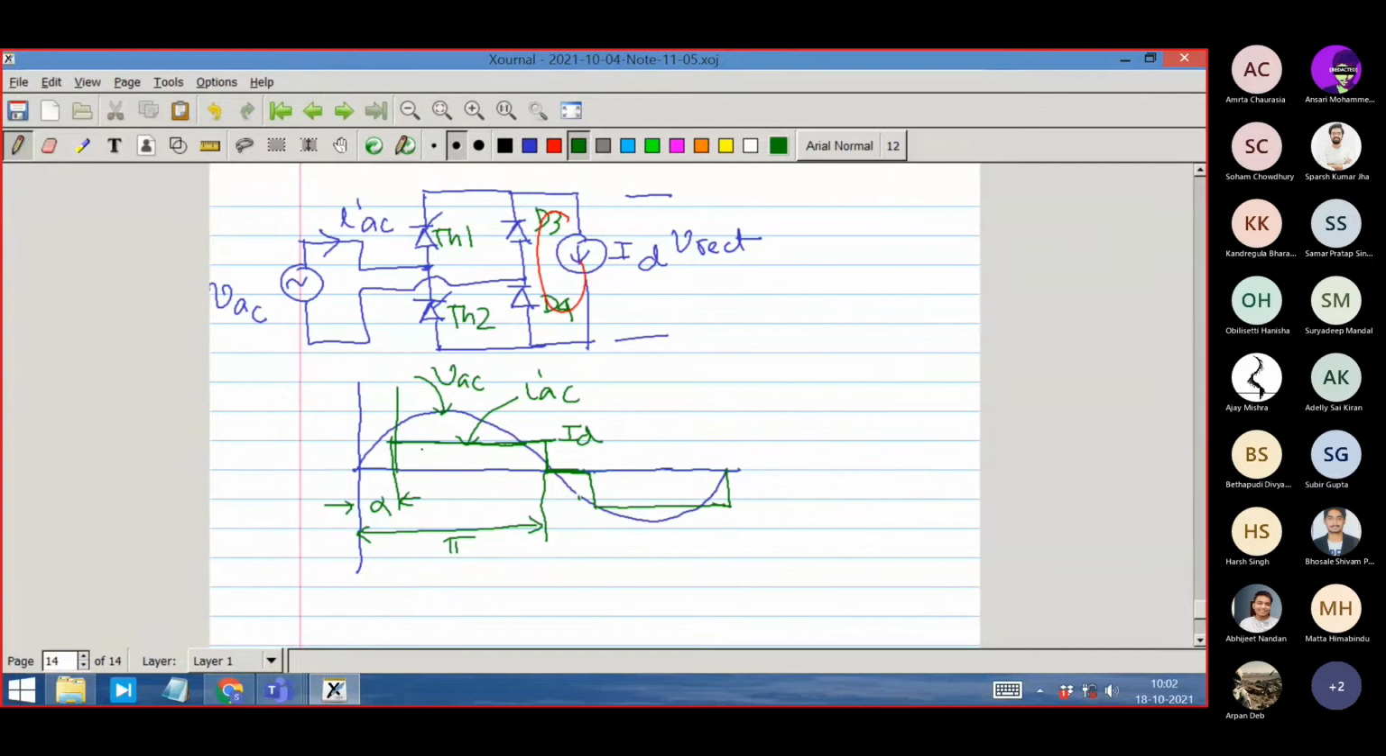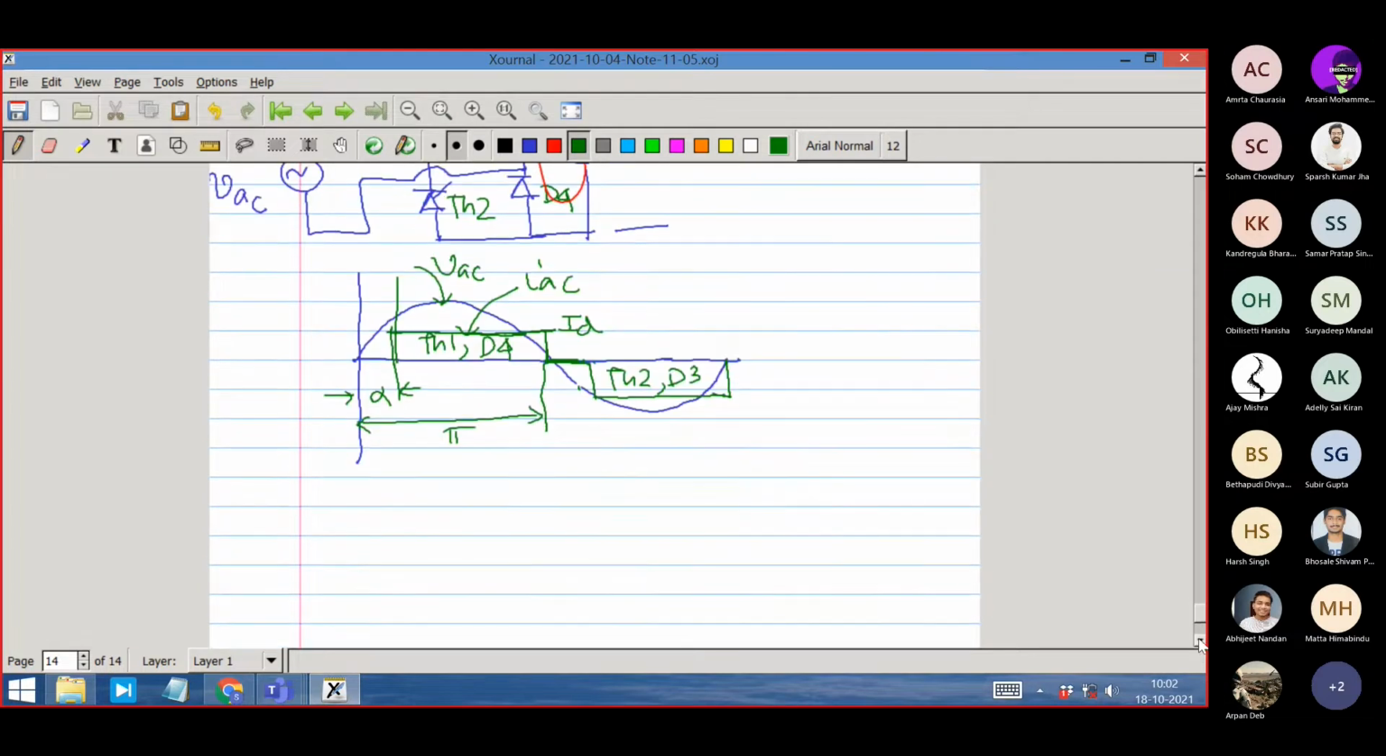Here it is conducting TH1 and D4, and the other portion is TH2 and D3 that will be conducting. In the remaining portion, the load current, which is the DC side current ID, is freewheeling through D3 and D4. So one of the consequences of this is that we will have a change in the displacement factor. You remember the displacement factor. So we'll calculate the displacement factor for it.